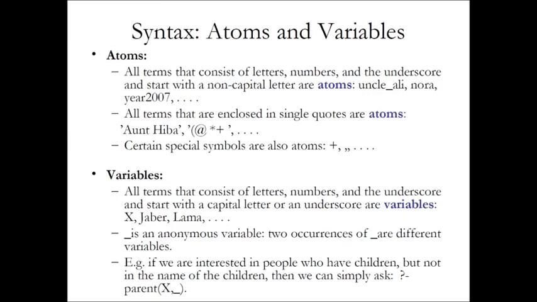Underscore is an anonymous variable. Two occurrences of underscore are different variables. For example, if we are interested in people who have children but do not need the names of the children, then we can simply ask: question mark dash parents X comma underscore. This is how we can use the variable.